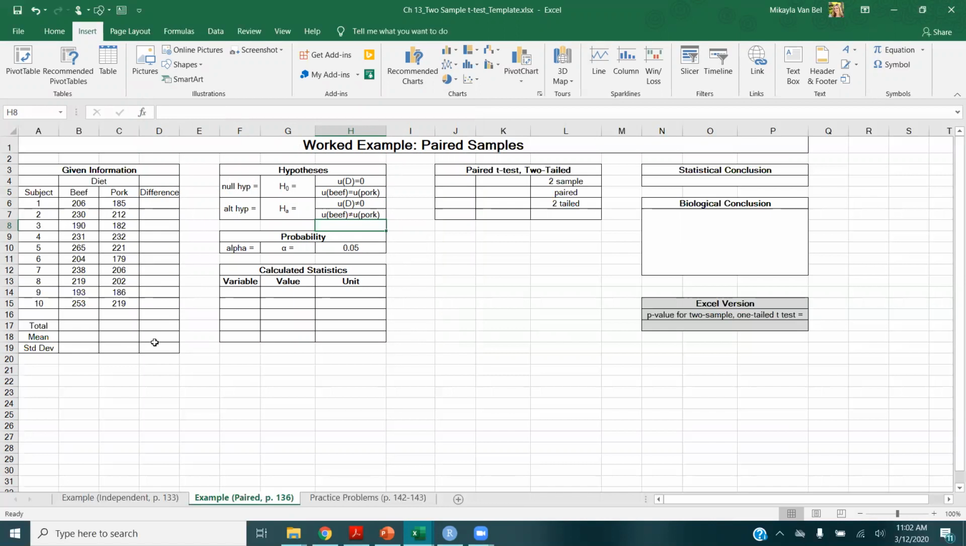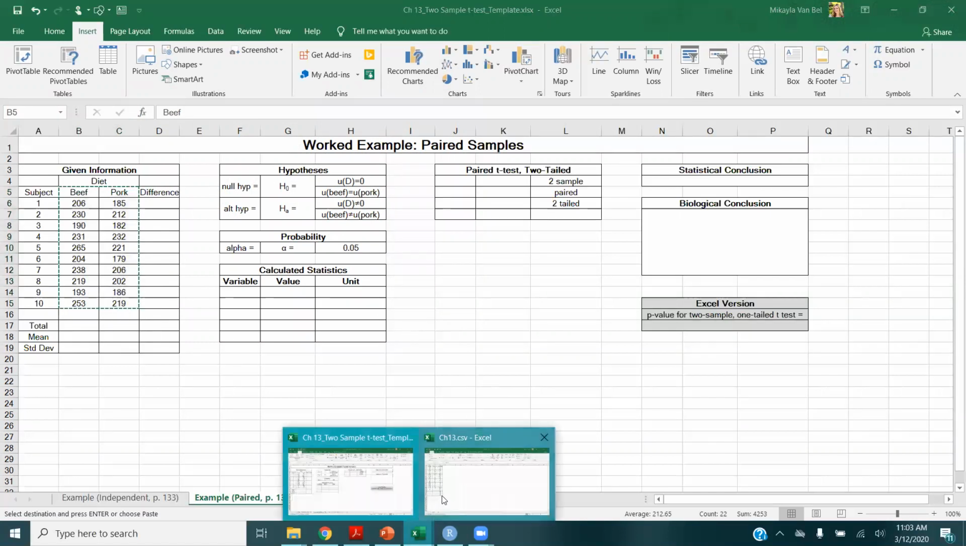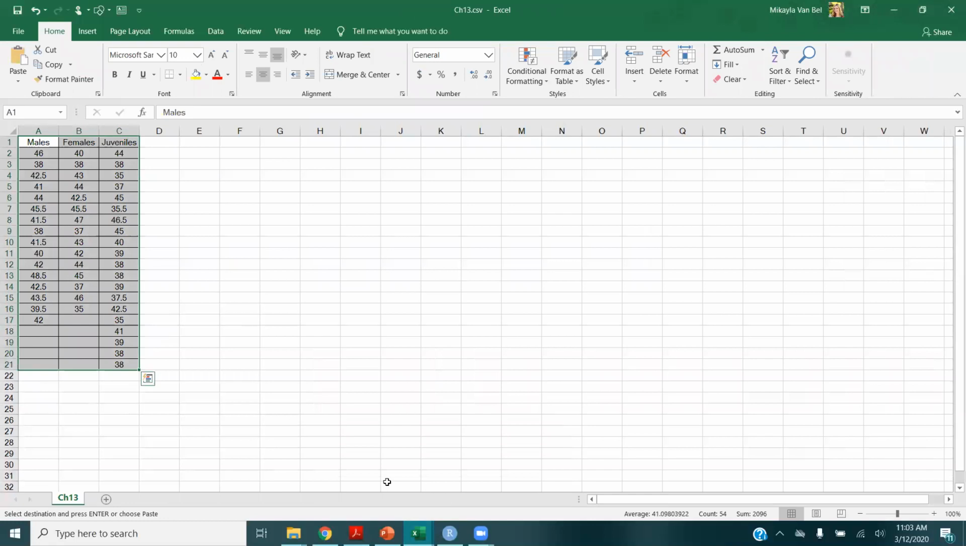And the way we're going to do this is copying the data onto the same CSV sheet we already used. So we'll take the cholesterol levels for the beef diet and the pork diet, copy that, opening up my Chapter 13 CSV file, pasting it at the top.